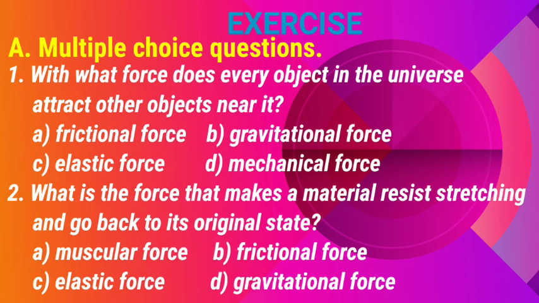Exercise. A. Multiple choice questions. 1. With what force does every object in the universe attract other objects near it? A. Frictional force. B. Gravitational force. C. Elastic force. D. Mechanical force. Answer is B. Gravitational force. 2. What is the force that makes a material resist stretching and go back to its original state? A. Muscular force. B. Frictional force. C. Elastic force. D. Gravitational force. Answer is C. Elastic force.